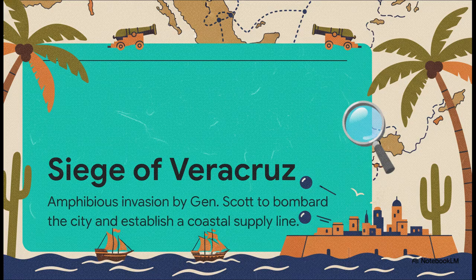So what to do? The U.S. decides to strike directly at the heart of Mexico. General Winfield Scott led a strategic amphibious invasion at the coastal city of Veracruz. Instead of launching a horribly costly direct assault against the city's heavily fortified walls and its 4,300 defenders, Scott wisely decided to just lay siege to the city, bombarding it from afar. It was a brilliant tactical move that bypassed a bloodbath and secured a totally vital coastal supply line for the U.S. Army.